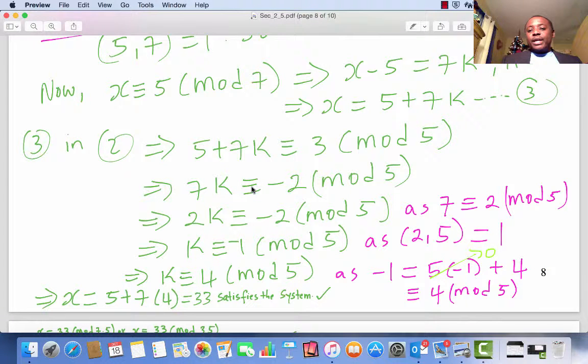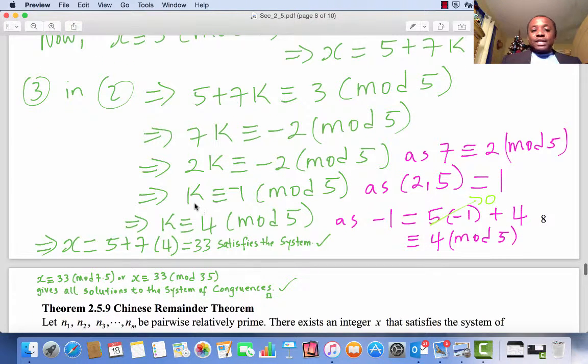But 7 is congruent to 2 mod 5. So 7k reduces down to 2k congruent to negative 2 mod 5. 2 and 5 are relatively prime. So by the cancellation law, I am reduced down to k is congruent to negative 1 mod 5. We are always interested in non-negative integer solutions. So negative 1 is the same as 5 times negative 1 plus 4. 5 times negative 1 is congruent to 0 mod 5. So that leaves us with 4 mod 5. So k is congruent to 4 mod 5.